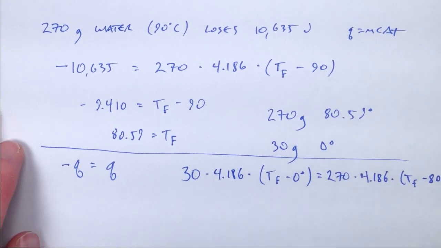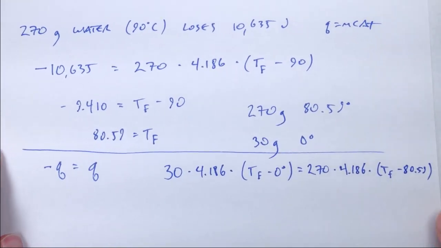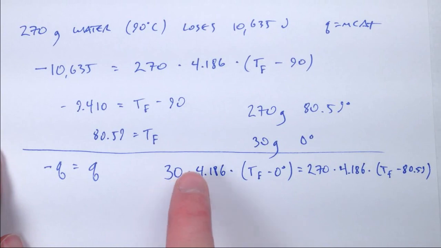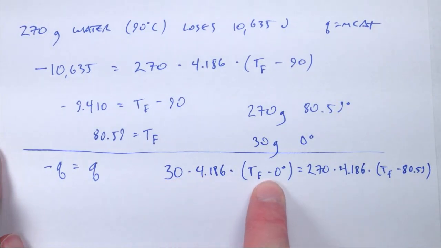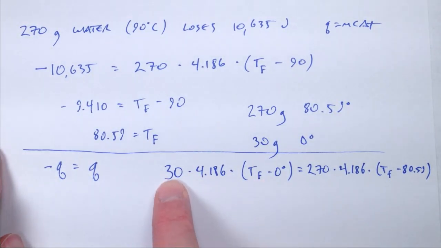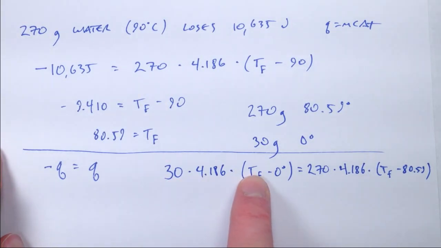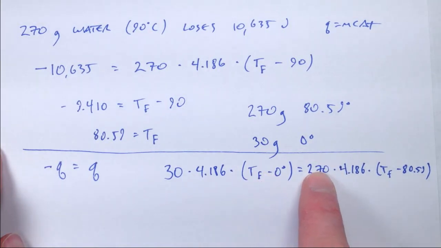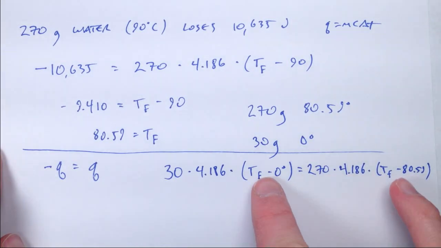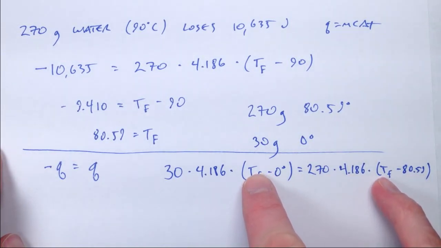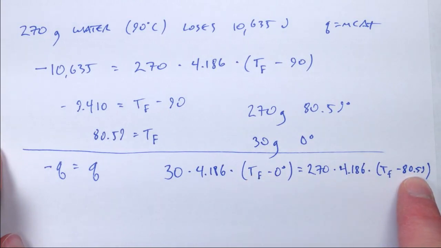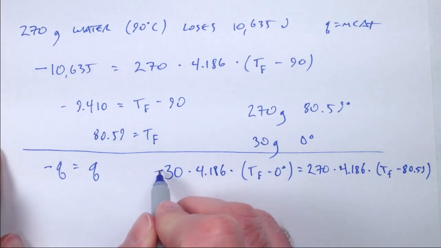I think I might have gone off frame there. Sorry, there we go. So this is MC delta T, mass of the melted ice. It's water now. Final temperature is unknown, but I know it started at 0 because it just melted. This is M for the hot water, C because it's water, and delta T. They end up at the same temperature because they're mixed together, but this one started at 80.59. And I can't forget to have a negative sign over there.